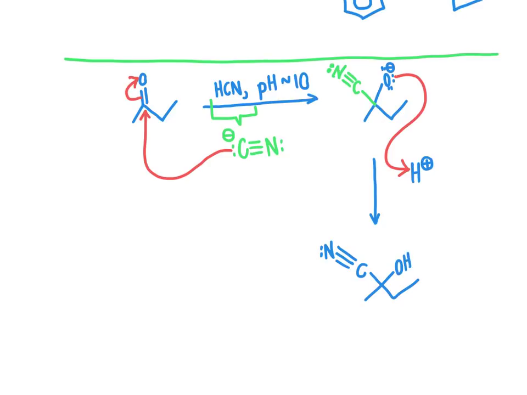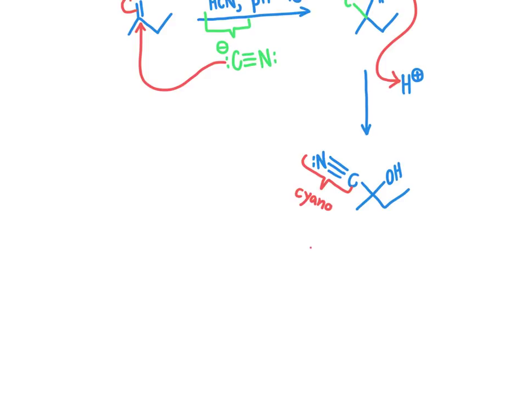We would refer to this type of molecule, where we have a hydroxy group and a so-called cyano group, or a nitrile group as you might also call it, on the same carbon, as a geminal cyanohydrin. Geminal is referring to two groups that are bonded to the same carbon atom. Cyano is referring to our carbon-nitrogen triple bond, and hydrin referring to the fact that we have our hydroxy group there.